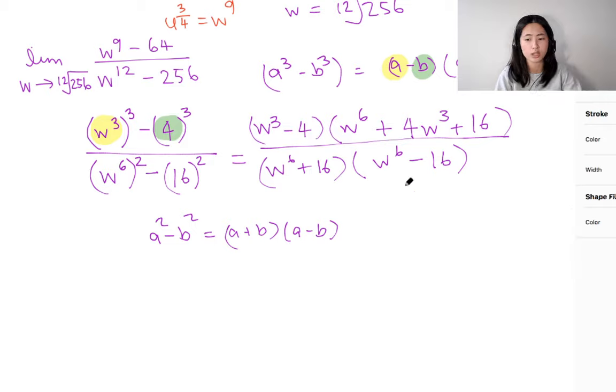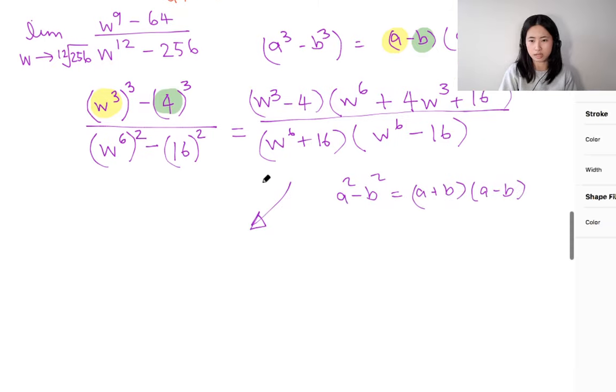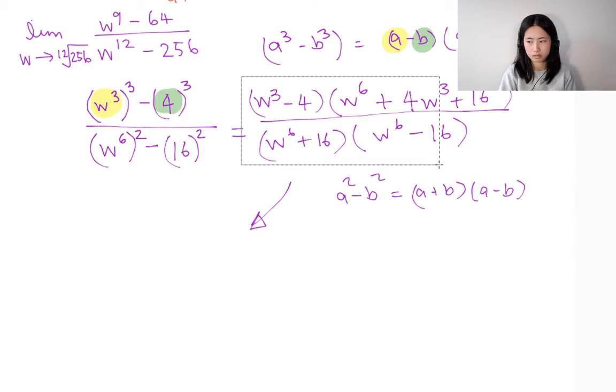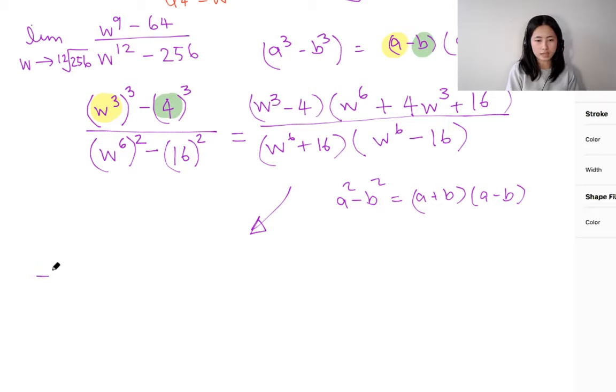Okay, great. Let me just move this up so you guys can see that. So rewriting this again, we're going to have W raised to the power of 3 minus 4 in your numerator multiplied to W raised to the power of 6 plus 4W cubed plus 16. So I'm not changing anything in my numerator.